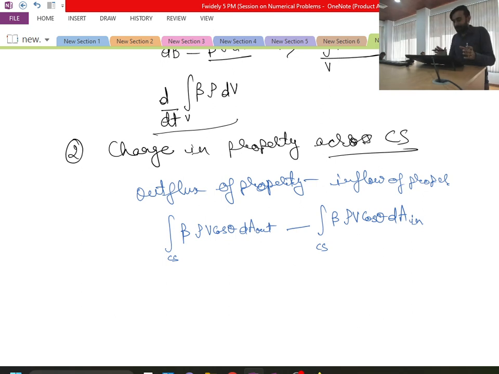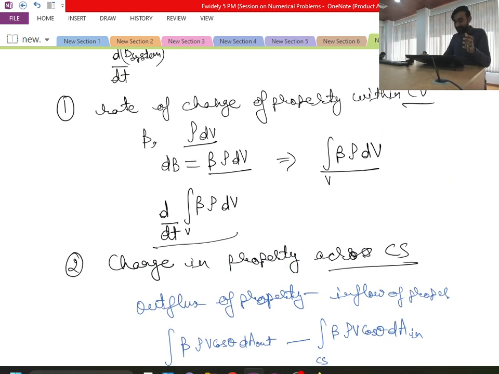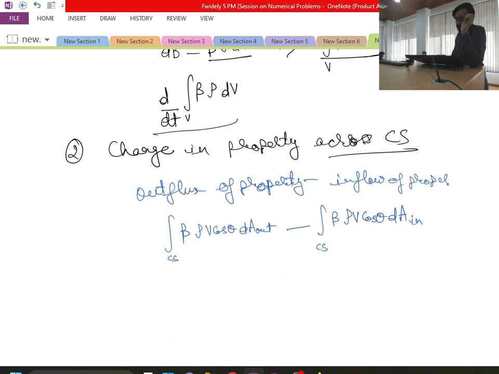So what we have quantified now is that within the control volume the change will be because of two things. One is any change happening within the volume, and the second change I have quantified is the one taking place across the boundaries of the control volume, which is called the control surface.